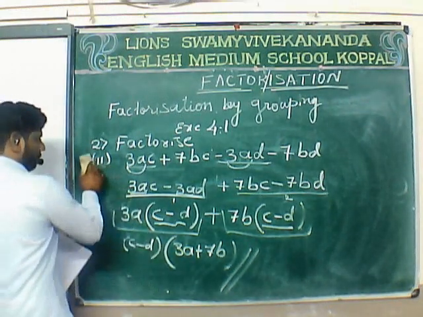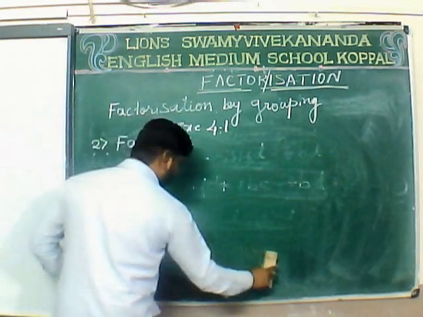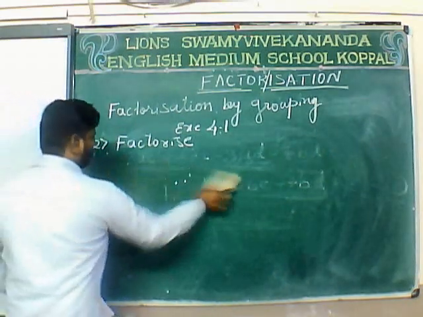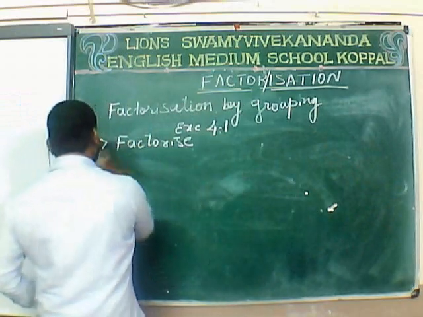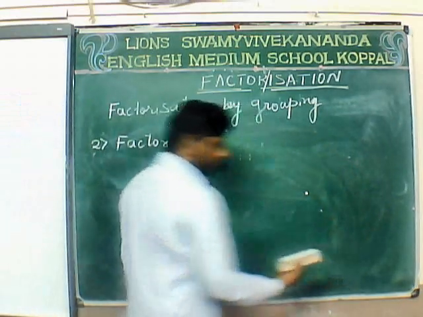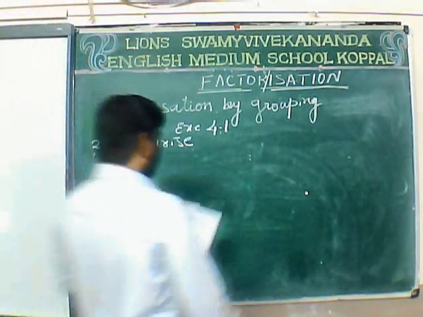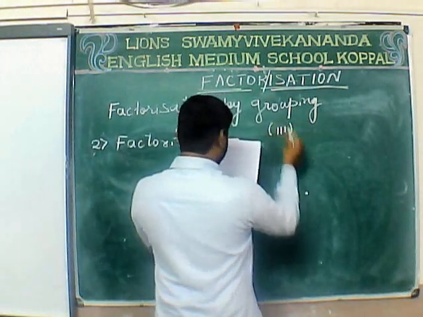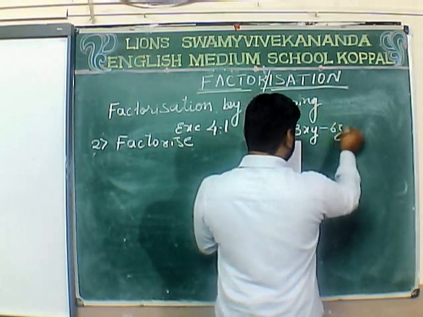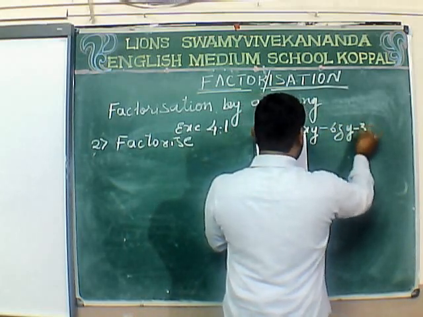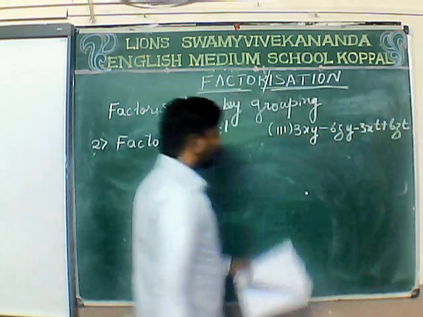So now from the same exercise I will take the last problem. Here the third problem is left for you as homework. Try it, and if you can, send your answer to my WhatsApp. So the homework question for you is 3xy minus 6zy minus 3xt plus 6zt. This is the homework question for you.